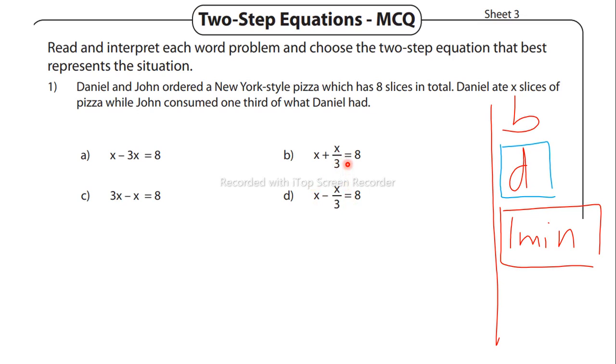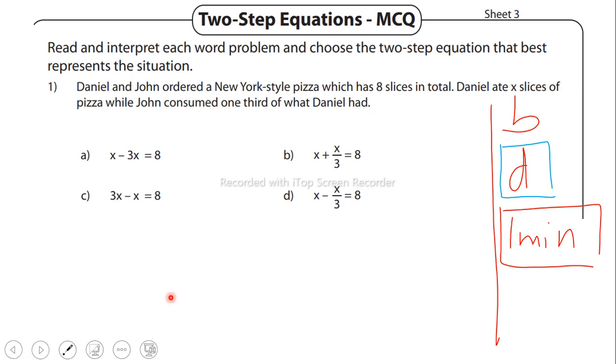So let's see. They had 8 slices in total, so we know that it's supposed to be equal to 8. But Daniel ate X slices. That's how many slices of pizza Daniel ate. X slices, right? Now, John consumed.